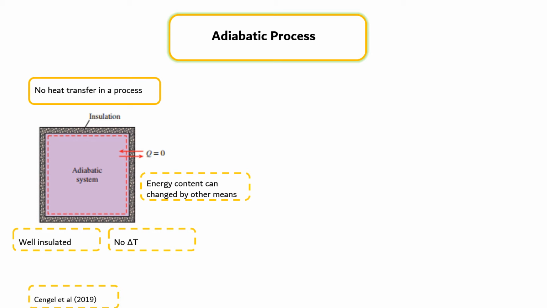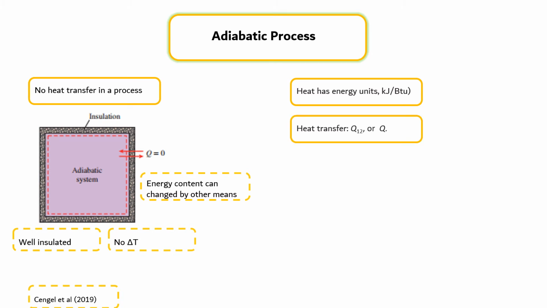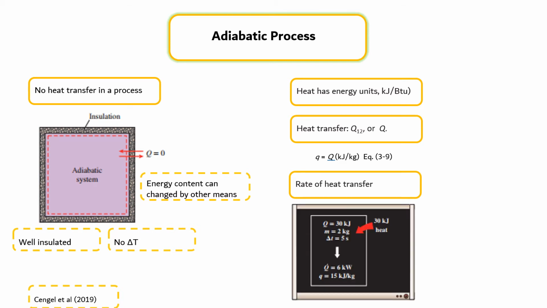As a form of energy, heat has energy units, kilojoule being the most common one. The amount of heat transferred during the process between two states is denoted by Q12 or just Q. Heat transfer per unit mass of a system can be expressed by equation 3.9. The heat transfer rate is denoted Q-dot, where the over dot stands for the time derivative, or per unit time, as shown in the right figure, and can be calculated using equation 3.10 and equation 3.11.